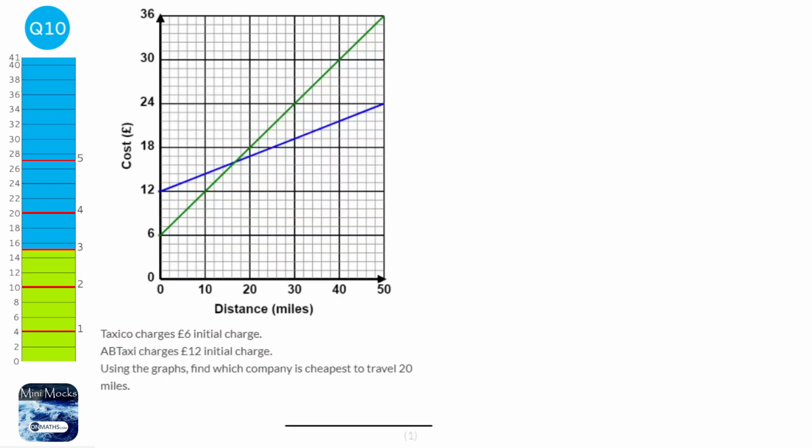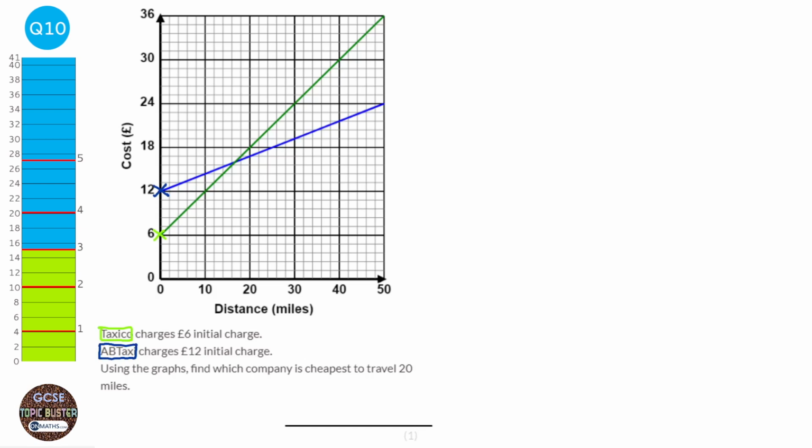We've got to first of all identify whose graph is whose. So looking at the green one, it hits the y-axis at 6, and it says here that Taxico charges an initial £6 fee, which would tally up. And AB Taxi says that its initial charge is 12, which is on our graph there. So AB Taxi is blue and Taxico is green.